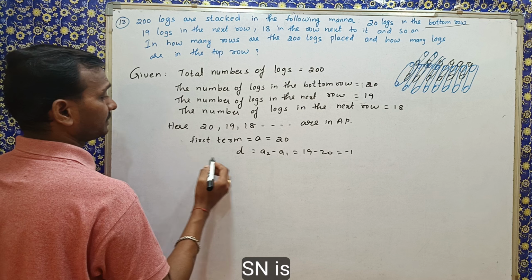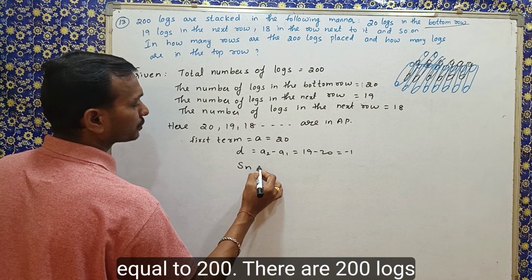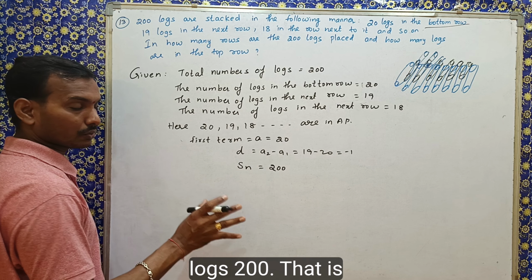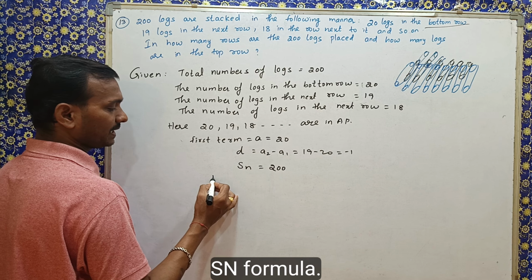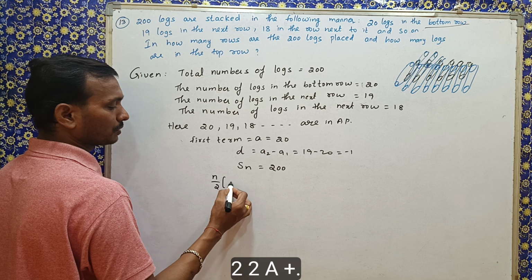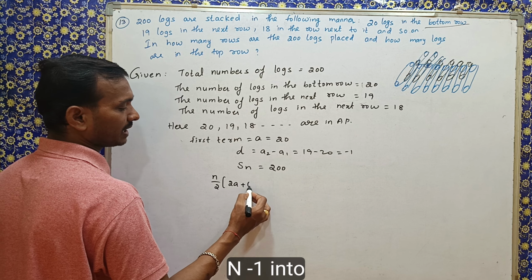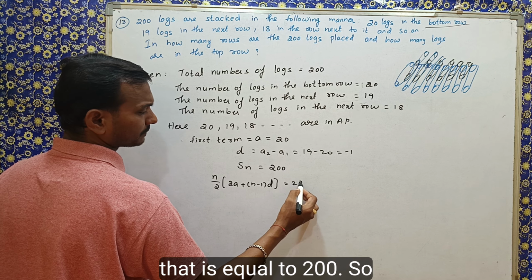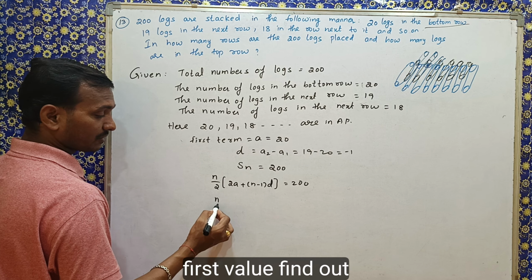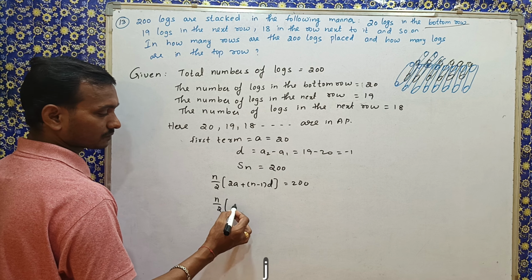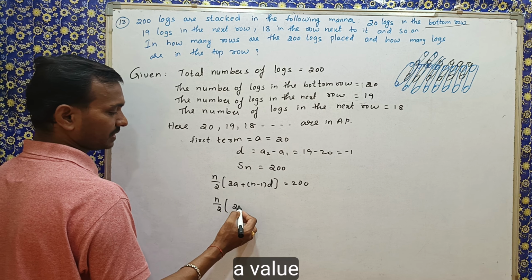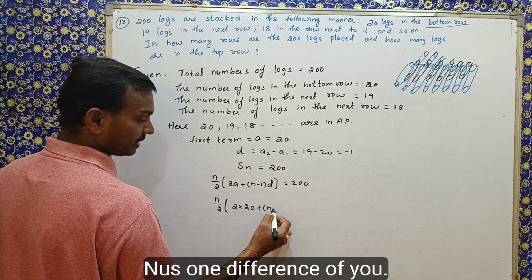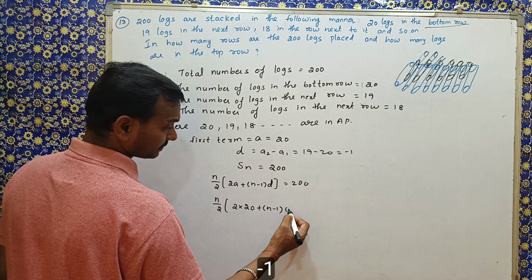So given Sn is equal to 200. There are 200 logs. So that is total logs 200, that is Sn. Sn formula enti n by 2 [2a plus (n minus 1) d], that is equal to 200. So first మనం ఇక్కడ n value find out చేయాలి. a value వచ్చేసి 20, n minus 1, difference వచ్చేసి minus 1.